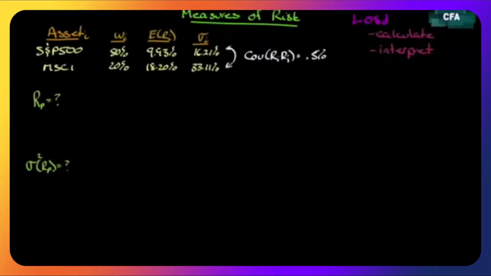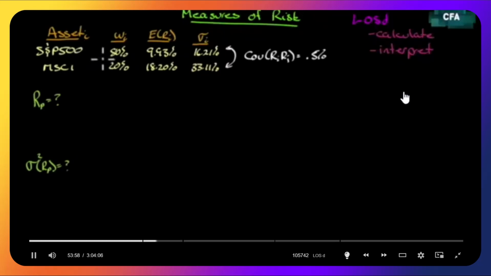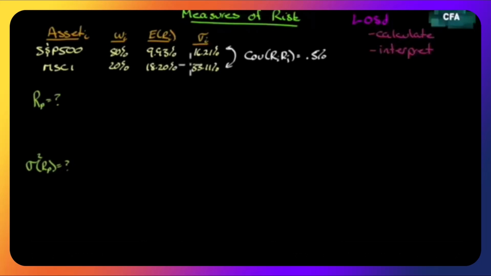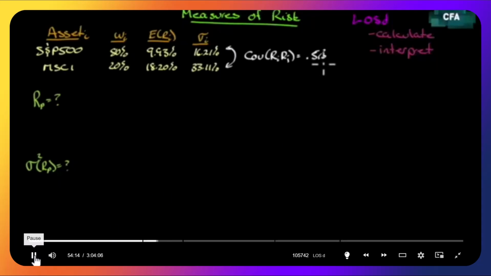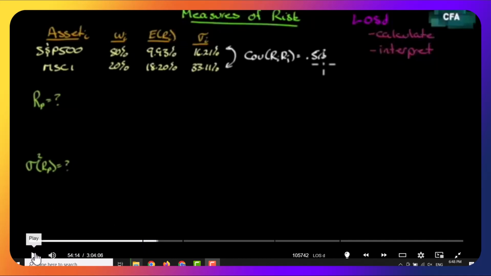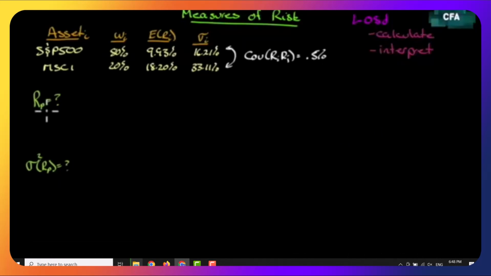Well, let's do a problem here. We have two assets, the S&P 500 and the MSCI index, and we're going to create a portfolio of these two assets with this weighting, 80% into the S&P 500, 20% into the other. The expected returns on the two indices are shown along with their standard deviation, and we know the covariance between the two, 0.5%. So we're looking at finding the return on the portfolio and the variance on the portfolio.